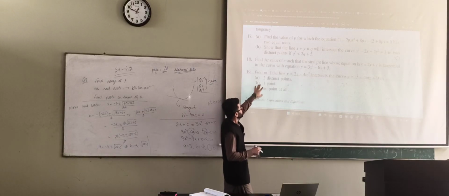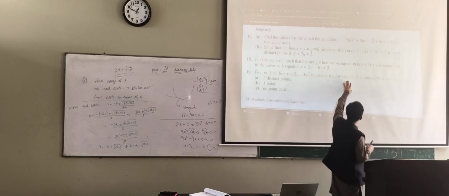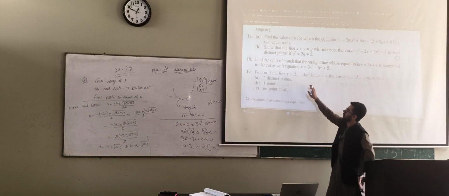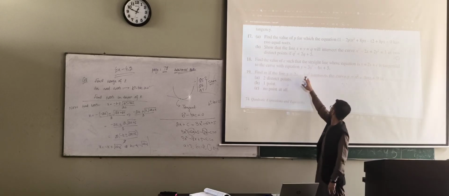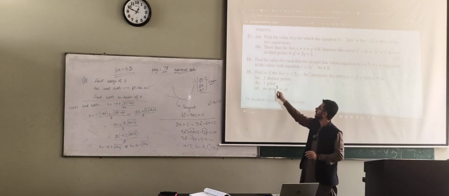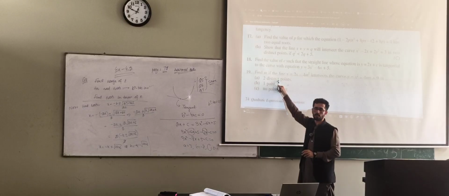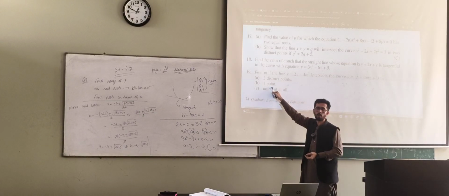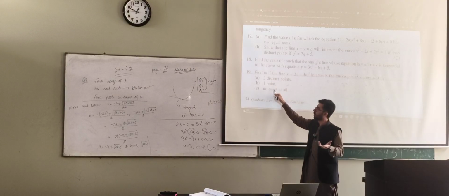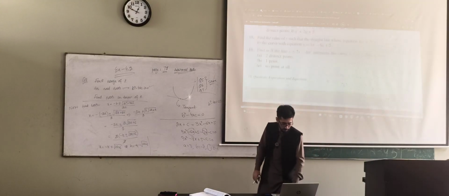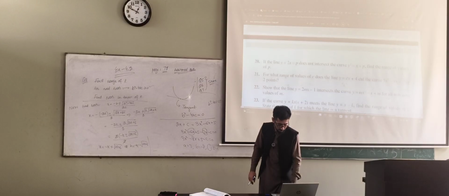Question number 19 gives you one equation with another curve. They say, okay, what are the possible values of m? Find the values of m. So you take these two, merge them, make a single equation. To have two distinct intersections, set discriminant bigger than 0. If they meet at one point, set discriminant equal to 0. If they do not meet at all, set the discriminant less than 0. Find the values of m.